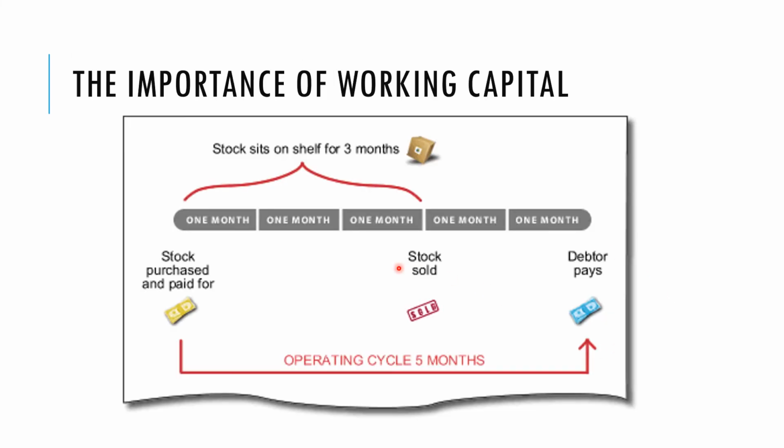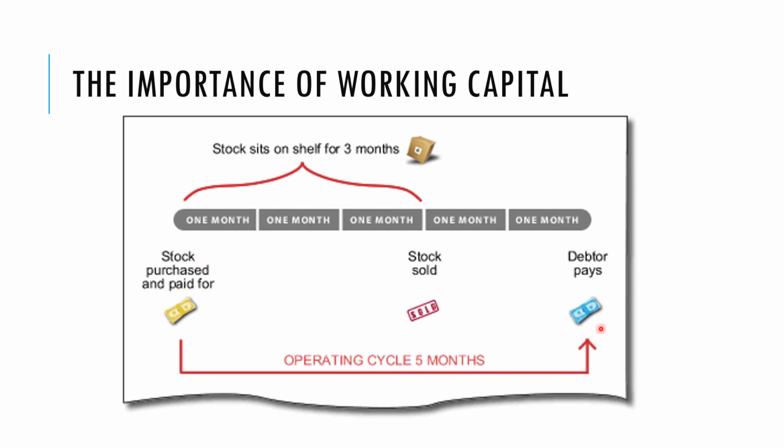So working capital is important because stock is purchased and paid for, then turned into products that may sit on the shelf for up to 3 months. Then the stock is sold, and if we allow our customers maybe 2 months to pay, then finally we get the money in. But the cycle here would be 5 months long. Money has gone out and we've waited 5 months for money to come in.